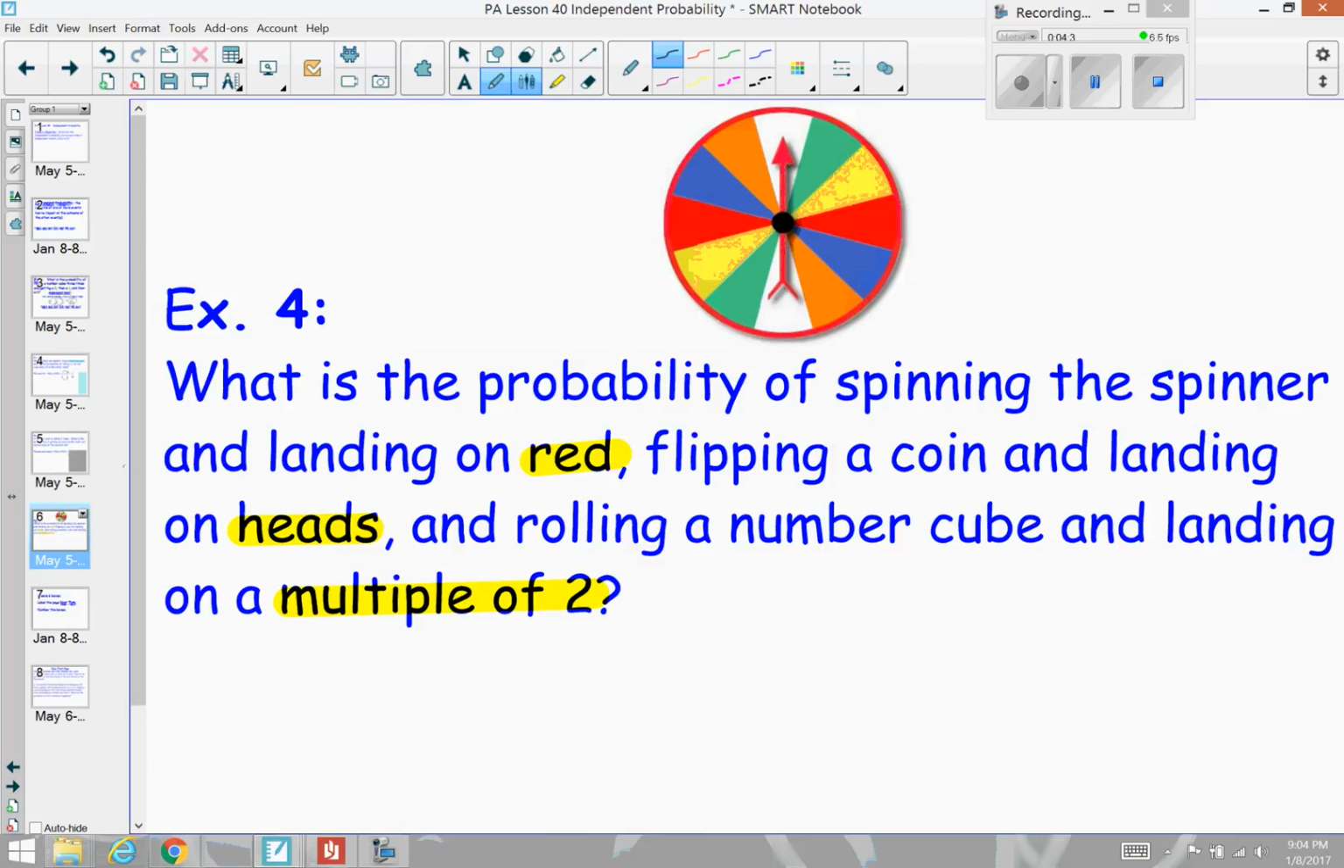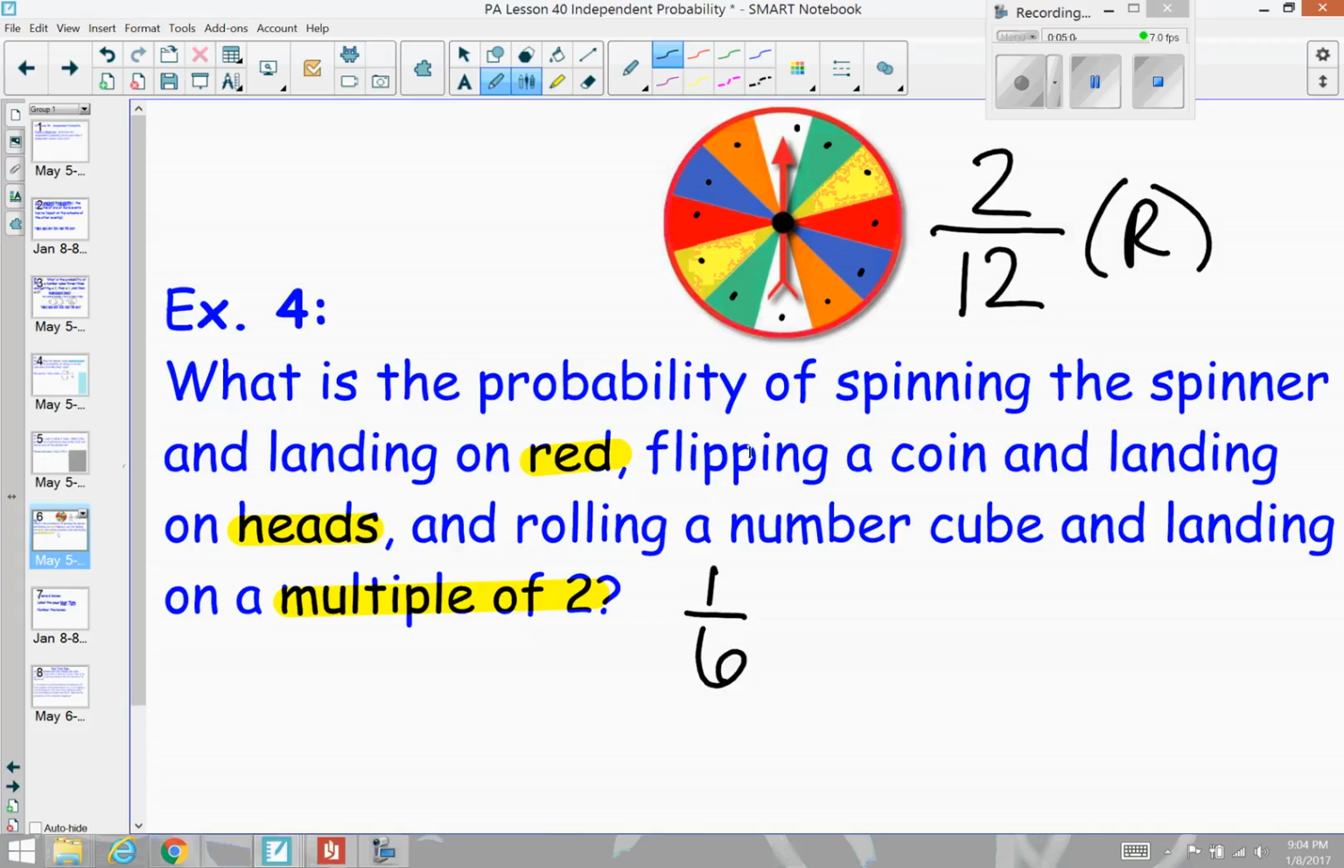So let's count and determine how many parts of the spinner there are. 1, 2, 3, 4, 5, 6, 7, 8, 9, 10, 11, 12. So there are 12 possible choices on this spinner. And how many of them are red? There are 2 that are red, correct? So the probability of getting a red is 2 out of 12, or I'm going to go ahead and simplify that, 1 out of 6. What is the probability of flipping a coin and landing on heads? Well, we know that that is 1 out of 2, and we're going to multiply those together.